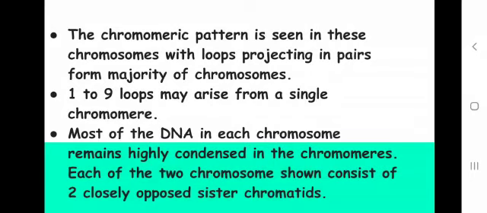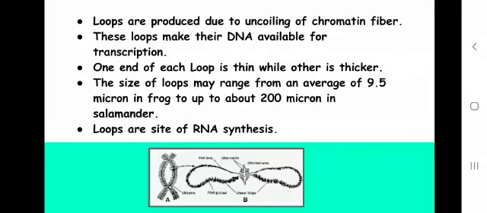The chromomeric pattern is seen in these chromosomes with loops projecting in pairs from the majority of chromomeres. 1 to 9 loops may arise from a single chromomere. Most of the DNA in each chromosome remains highly condensed in the chromomeres. Each of the two chromosomes shown consists of two closely opposed sister chromatids.